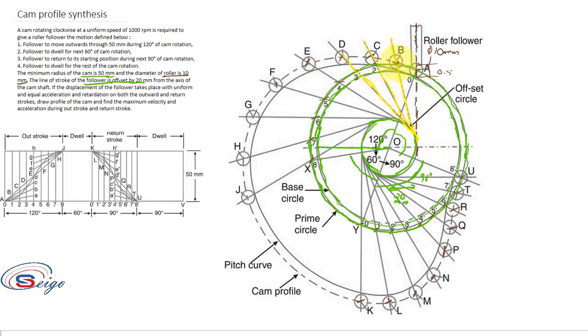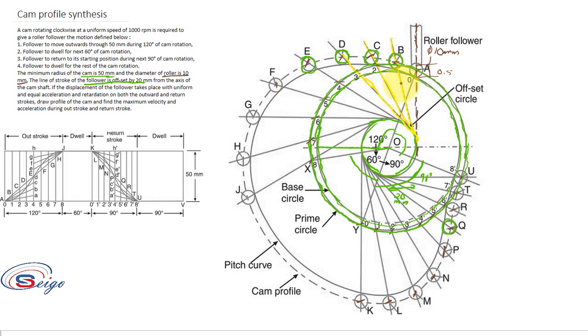Next what you have to do is, now you have marked the points B, C, D, E, etc. With these points as centers, draw a circle of 10 mm diameter. Okay, so with B as center, I am drawing a circle of 10 mm diameter. C as center, D as center, E as center, I am drawing a circle of 10 mm diameter, and similarly I have to complete till this U.